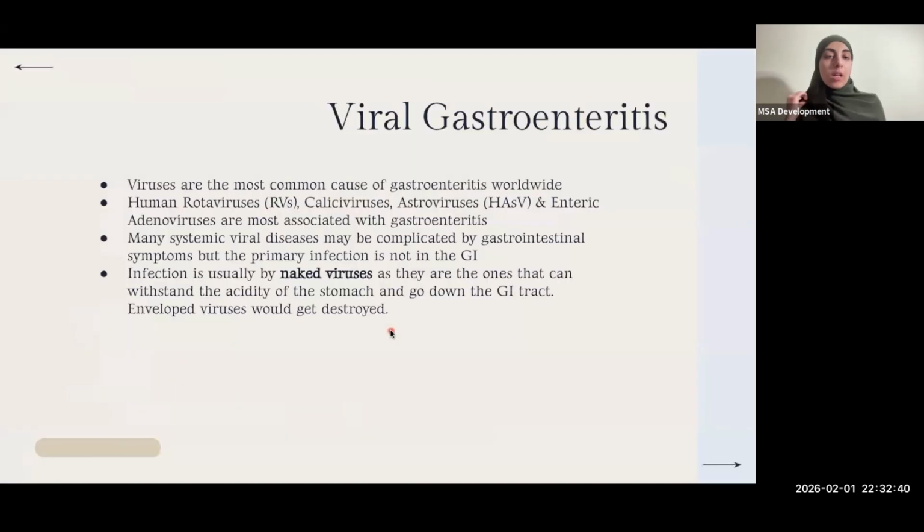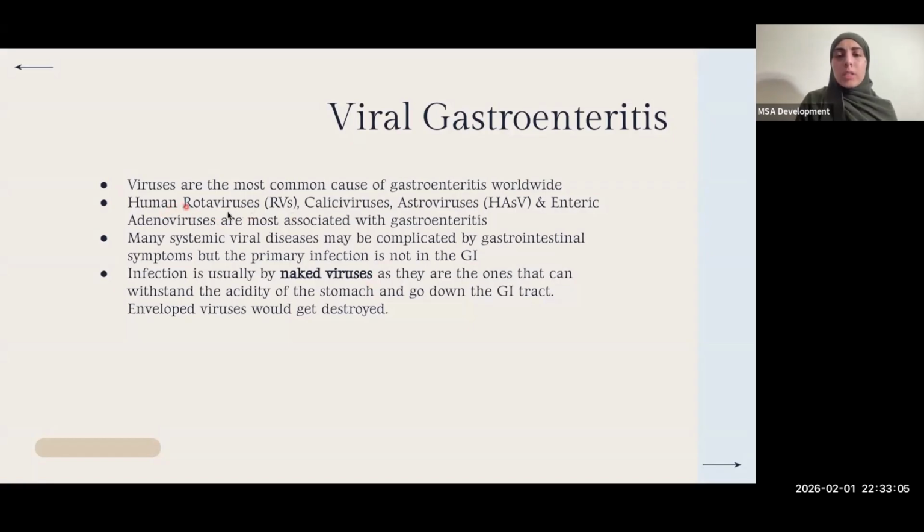All right. Now, some key things about viral gastroenteritis. Viruses are the most common causes of gastroenteritis worldwide. So we have all of this talk about bacteria and we talk about it a lot and it's very significant. But the more common cause of gastroenteritis is actually viruses, okay, not bacteria. So viral gastroenteritis is more common than bacterial.